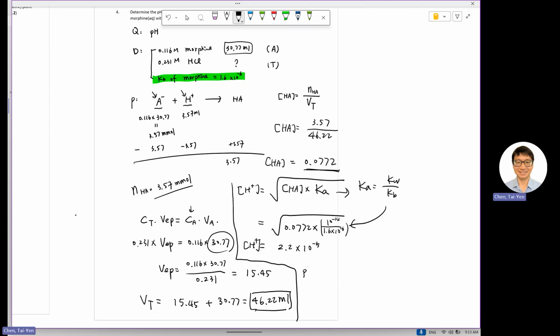Okay, therefore your pH will equal negative log 2.2 times 10 to the negative 5, which is going to equal 4.66.